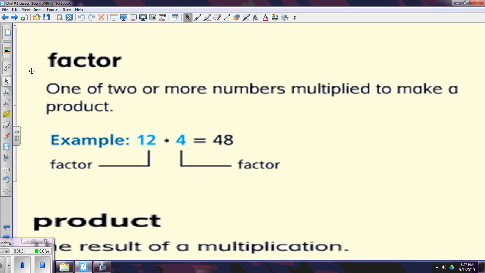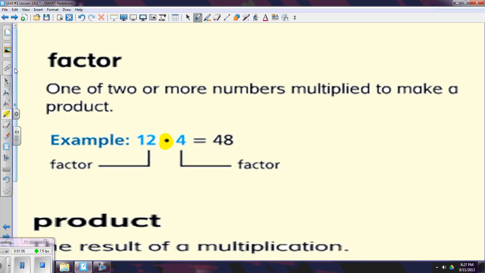So take a look at that, but as you move on down, we have our first definition that I would like you to copy in your notebook at this time, and that definition is factor. One of two or more numbers multiplied to make a product. Example, 12 times 4 equals 48. Now you notice that the 12 and the 4 are considered the factors in that particular multiplication problem. I also want to draw your attention that you'll see right here that they're using a dot to represent multiplication. So don't be thrown off if you see that in the future.